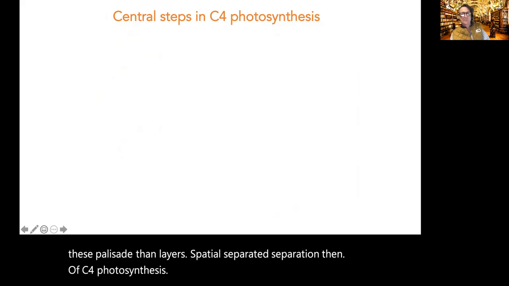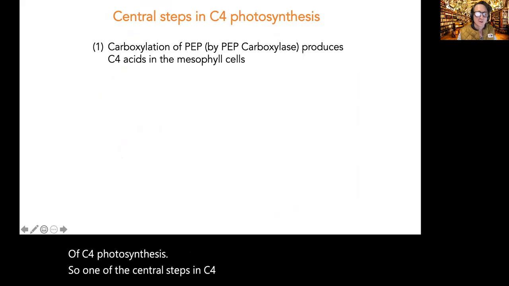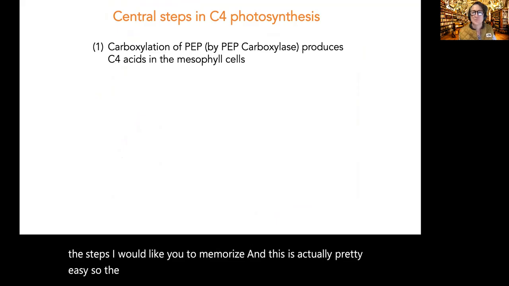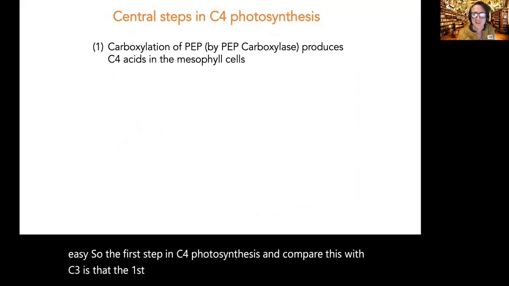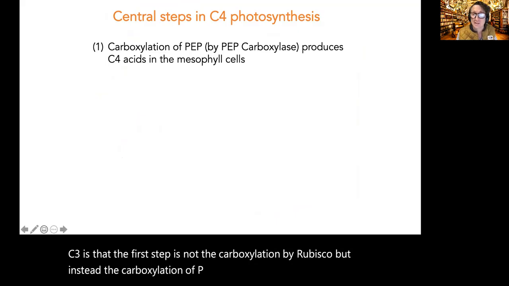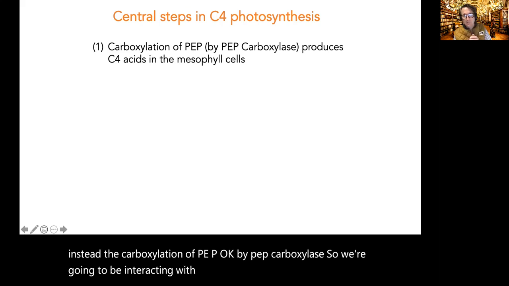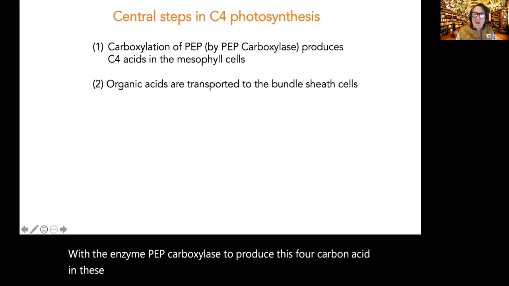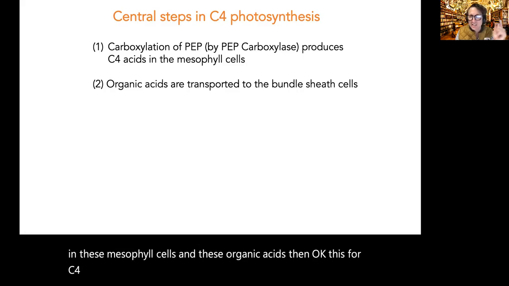So what are the central steps in C4 photosynthesis? Here are the steps I would like you to memorize, and this is actually pretty easy. The first step in C4 photosynthesis, and compare this with C3, is not the carboxylation by Rubisco, but instead the carboxylation of PEP by PEP carboxylase. So we have PEP and CO2 interacting with the enzyme PEP carboxylase to produce this 4-carbon acid in these mesophyll cells. This C4 acid is then transported to the bundle sheath cells. Remember the Kranz anatomy?